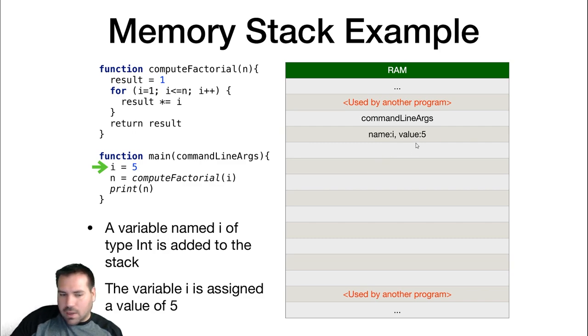So, when we get to the first variable declaration, we're going to create a variable named I and assign it the value 5 and add that to the stack. So we need to have some space in memory. In this stack memory, we're going to add that value, write it down, and keep track of that value by writing it on the stack, pushing it onto the stack, as it were.